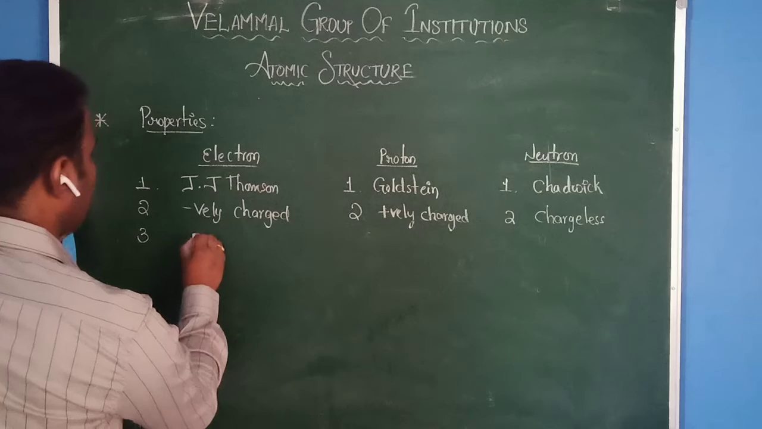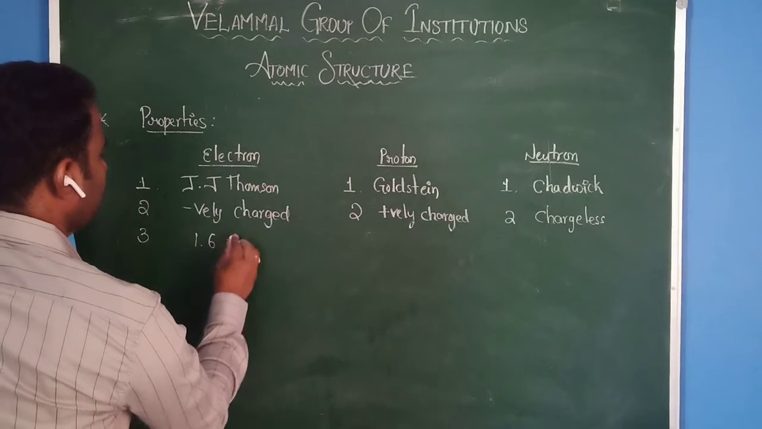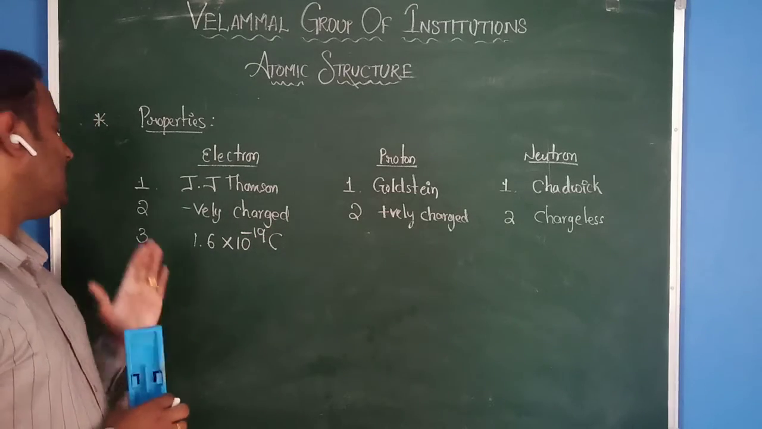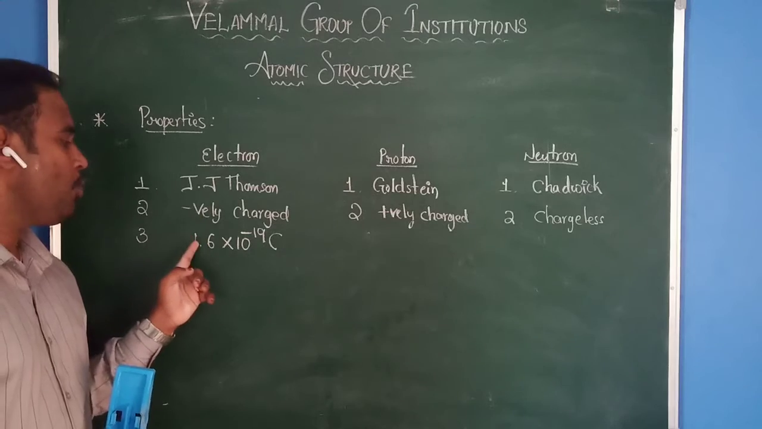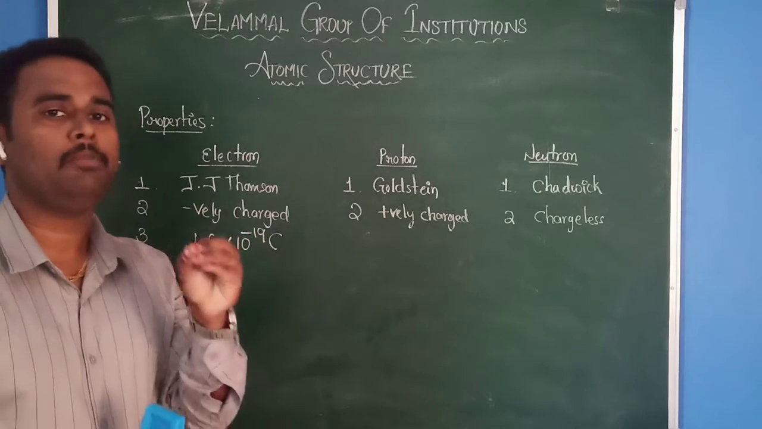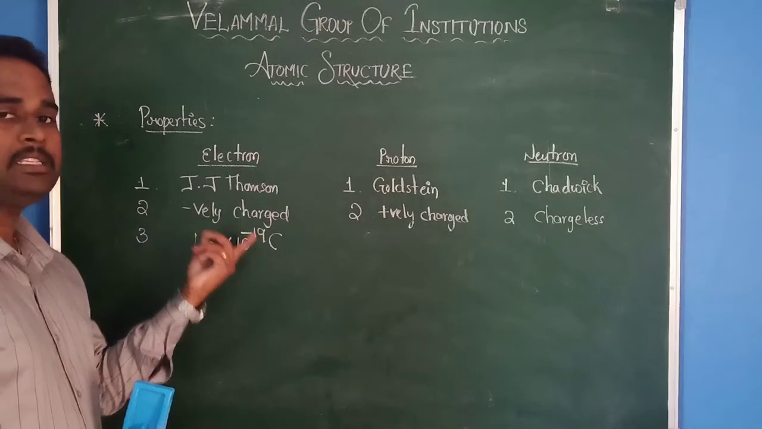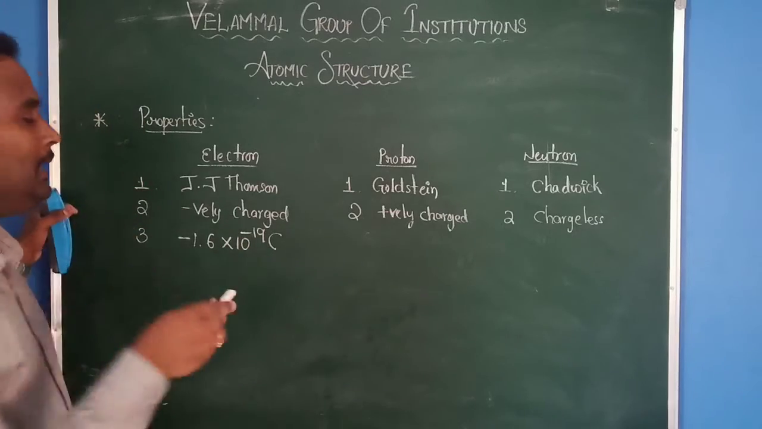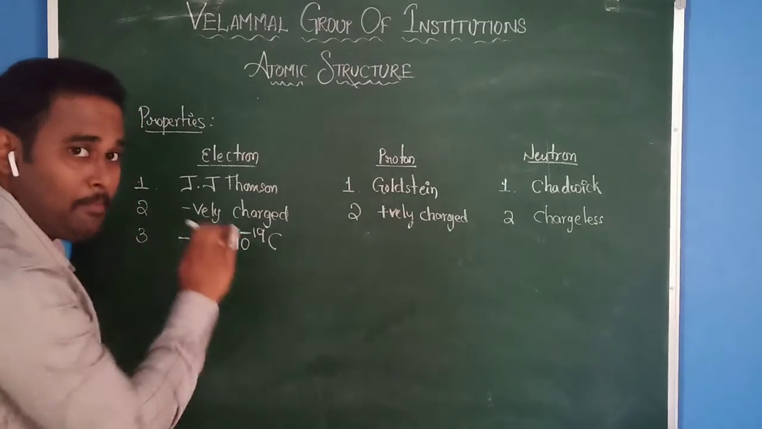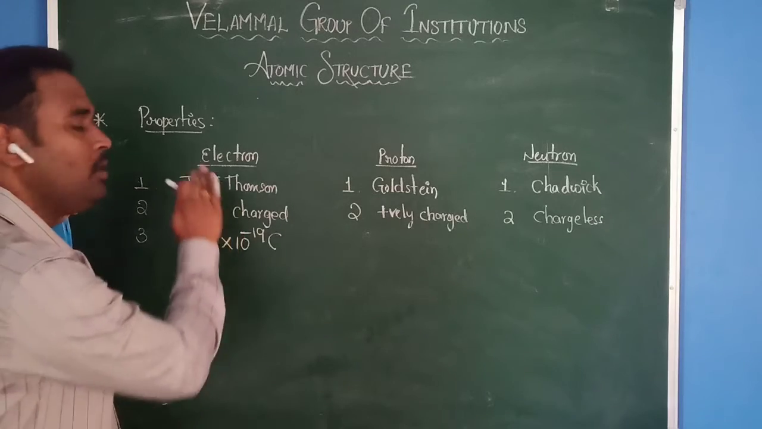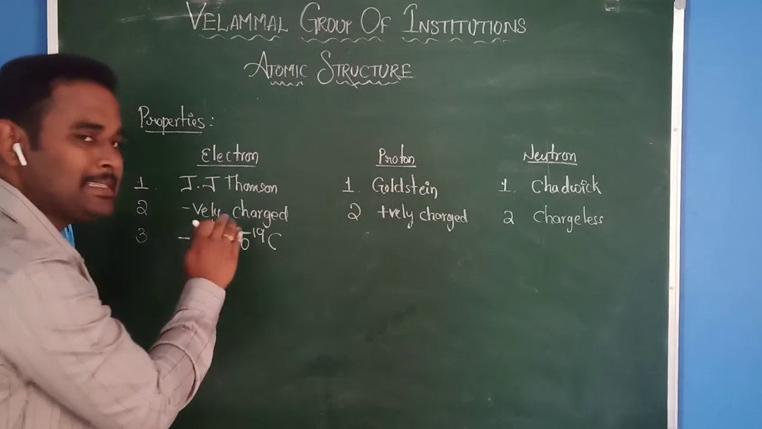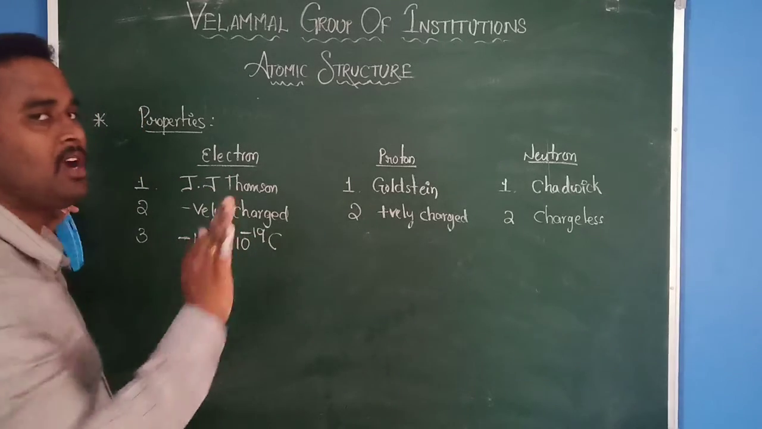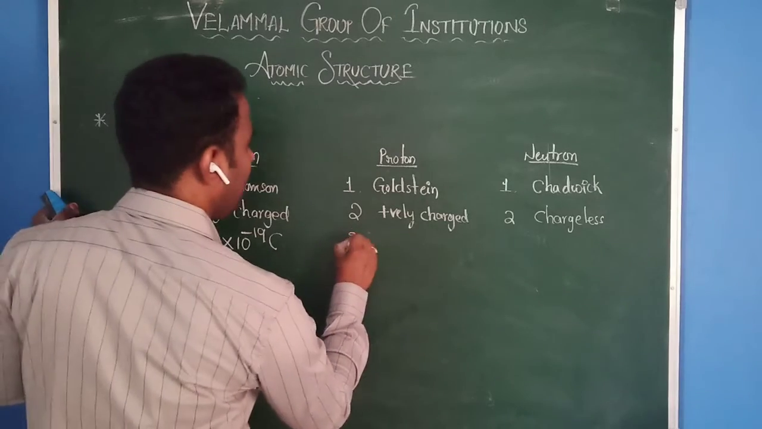That value is 1.6 into 10 power minus 19 coulombs. That means the charge of the electron is 1.6 into 10 power minus 19 coulombs. This is the charge of the electron. Here I am going to keep a minus. Don't think this is minus 1.6. It is not minus 1.6. The charge value of the electron is 1.6 into 10 power minus 19 only, but this minus indicates it is a negatively charged particle.